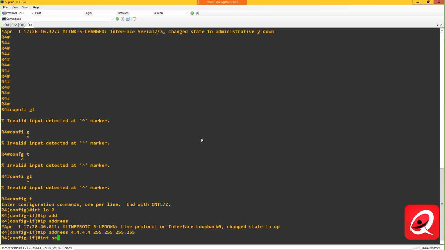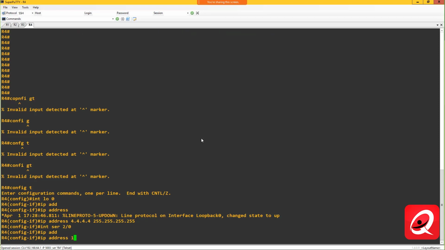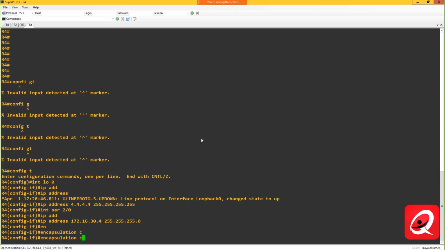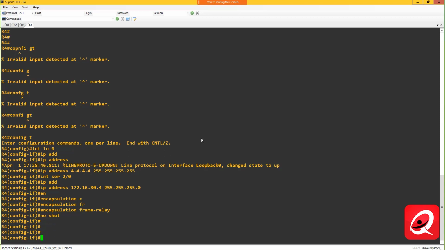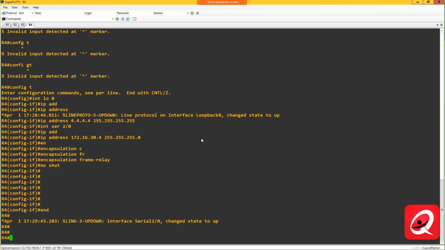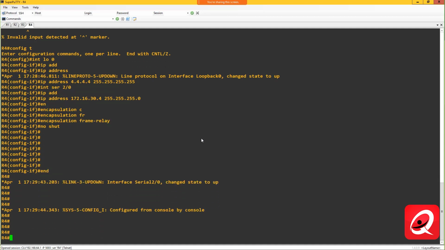non-broadcast. Interface serial 2/0, IP address 172.16.30.4, 255.255.255.0. Now I'm going to do encapsulation frame relay in this case. All right, and that's it. I'm just going to run frame relay encapsulation. We're going to use LMI and other mechanisms within frame relay to automatically discover the frame relay network and what DLCIs are mapped to what. We'll use inverse ARP to identify the peer on the other side. We'll do no shut, and before I enable OSPF, I'm going to leave it at that.